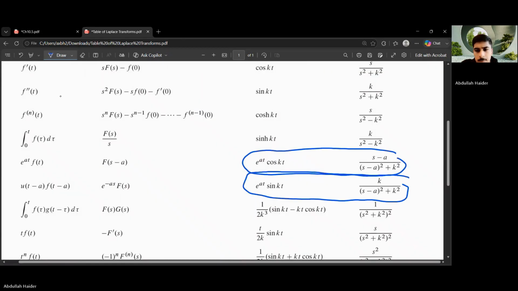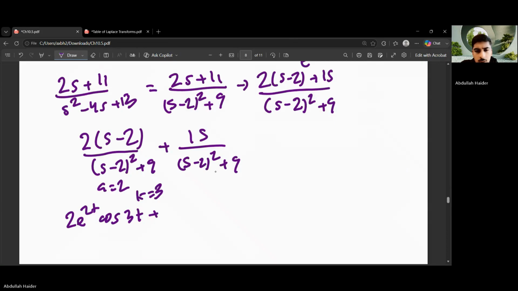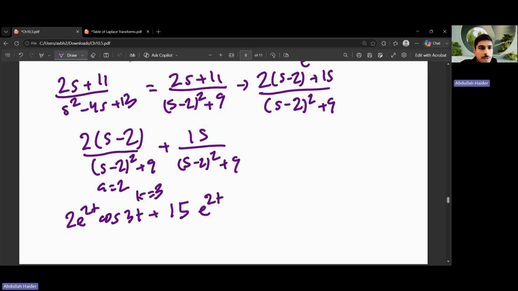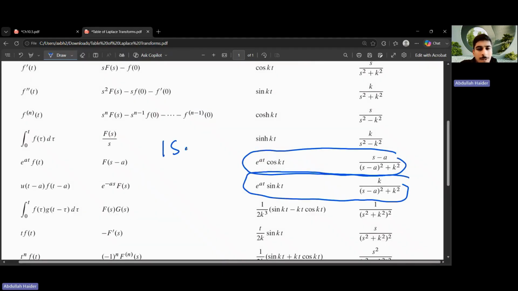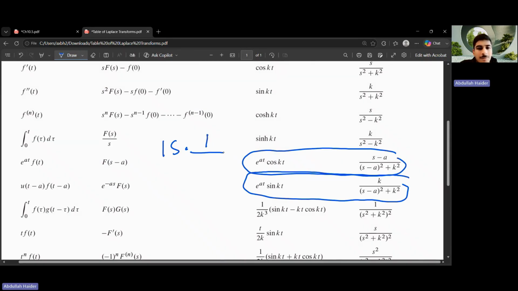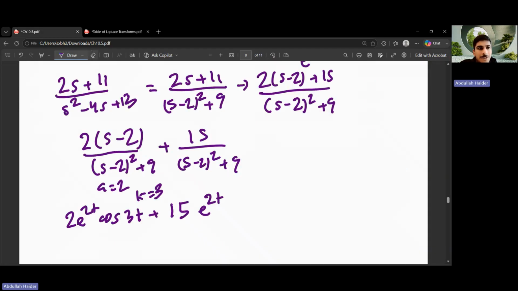And this should be 15, why is it 15? Oh, 1 over 3. Basically 15 over (s minus 2) squared plus 9. So k is 3. You're supposed to have a 3 here, but then you divide this by 3. That is why you multiply by 1 over 3, so there should be 5e^(2t) sine 3t.